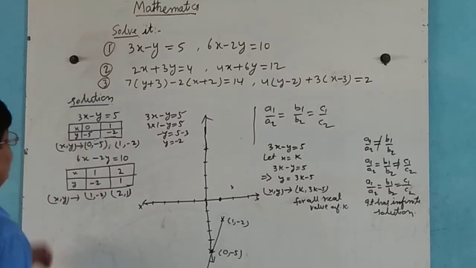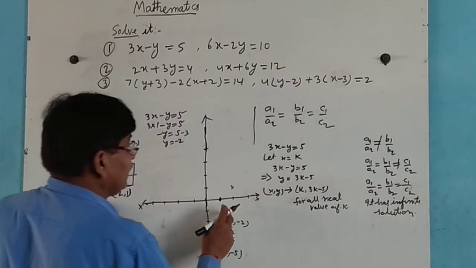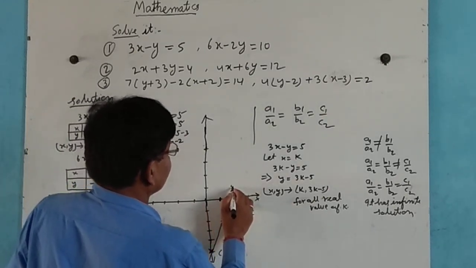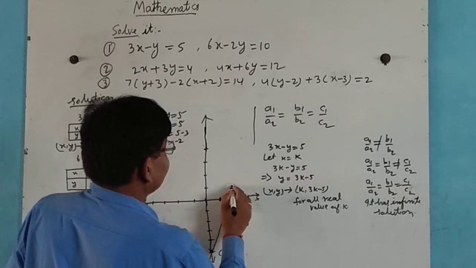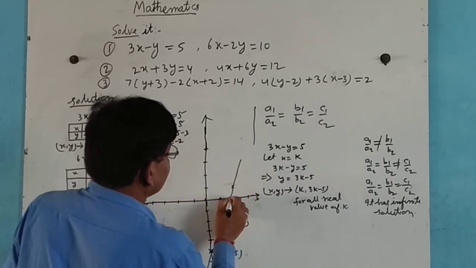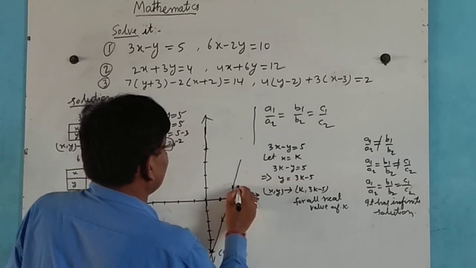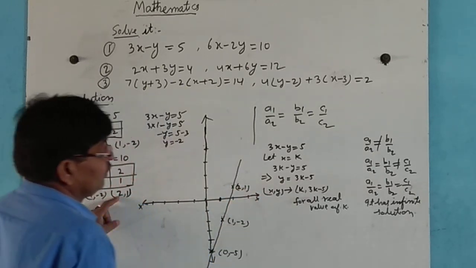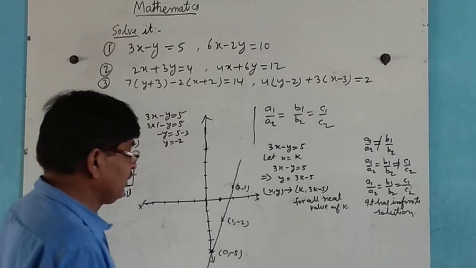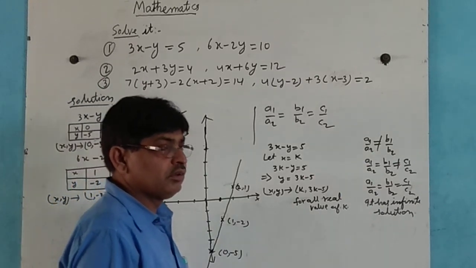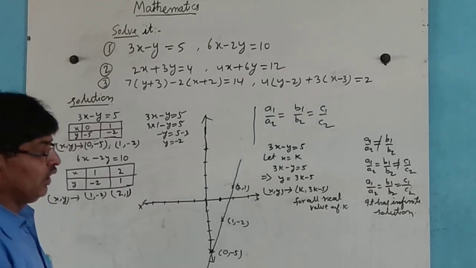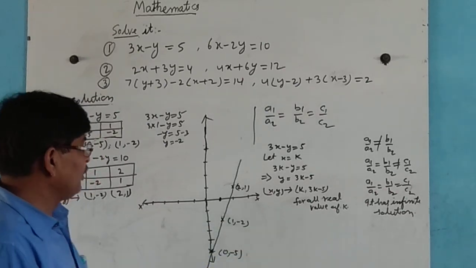And also the point 1, minus 2, and the other point 2, 1. Now we also draw a line through 2 and 1. Both lines represent the same line. The lines coincide. This shows that the equation has infinite solutions, and the solutions we take are of this type.